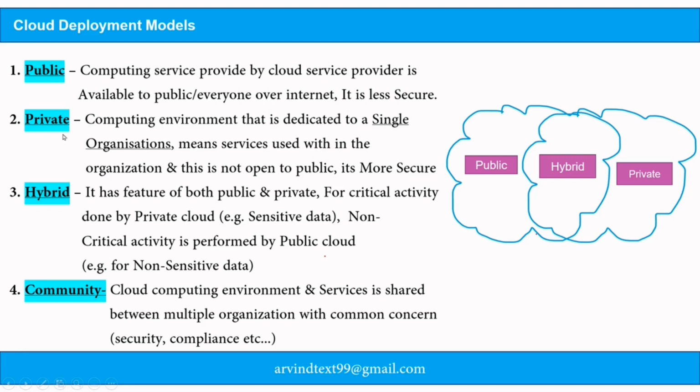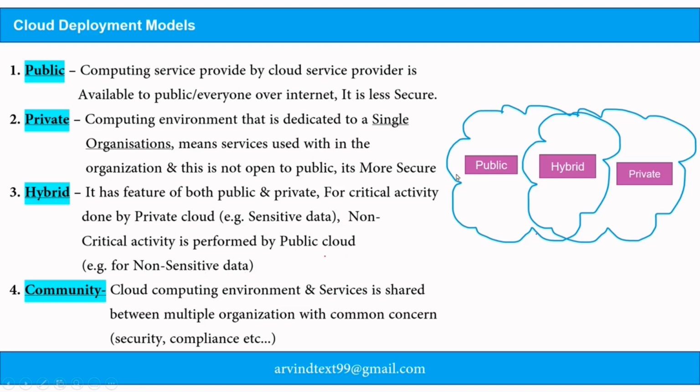Okay, so what is private? Private is nothing but a computing environment that is dedicated to a single organization, meaning services used within the organization, and this is not open to public. That's why it is more secure. Okay, so what is hybrid? Hybrid is nothing but it has the features of both public and private. Critical activity, for example sensitive data, is done by the private cloud. Non-critical activities are performed by the public cloud, and this is for non-sensitive data.